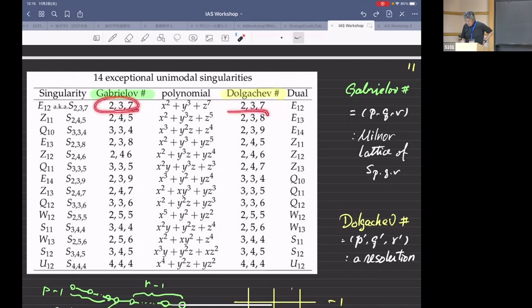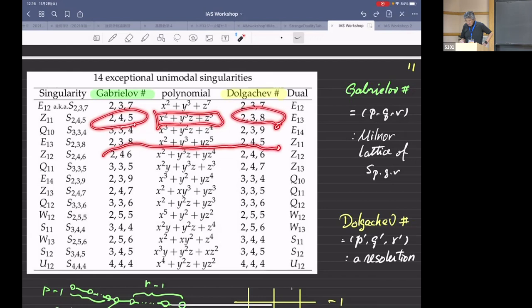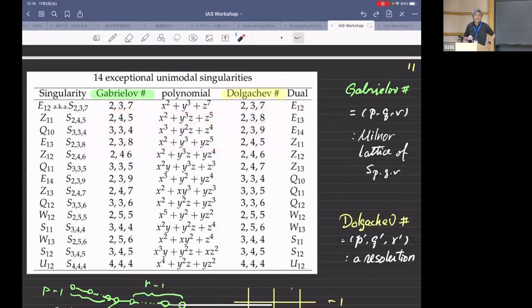And so this and this, they are the same. In the case of this singularity, it happens that these two triples perfectly coincide. And for example, if you take this one, the Gabrielov number is this, the Dolgachev number is this, but if you look two lines below, you have a different singularity, and now his Gabrielov is her Dolgachev, and her Dolgachev is his Gabrielov. That's the strange duality. And there are many more features in strange dualities. Many more invariants are really dual to each other between these pairs. And some of them are self-dual. So this is for exceptional singularities.